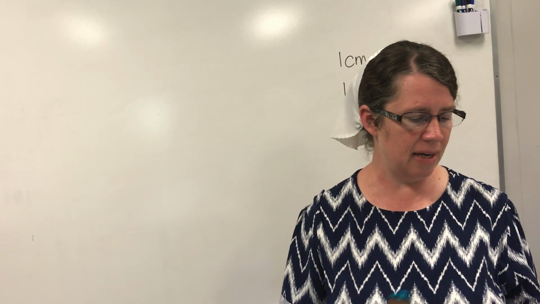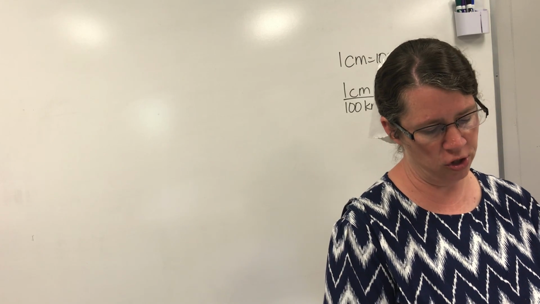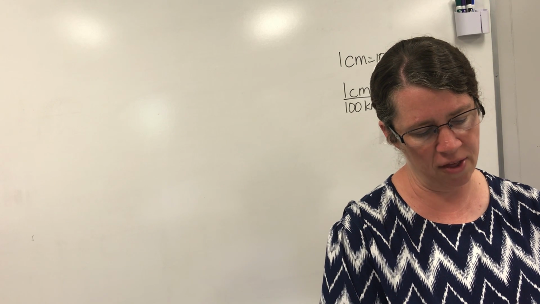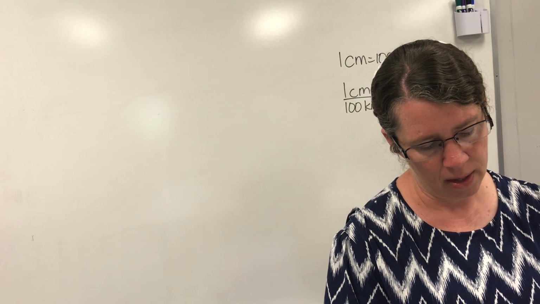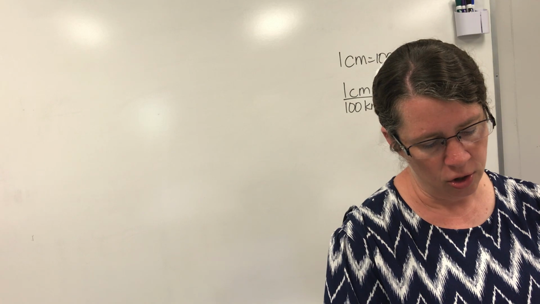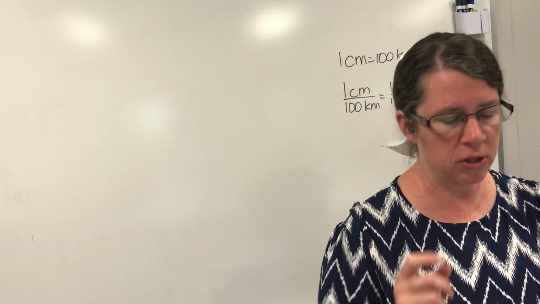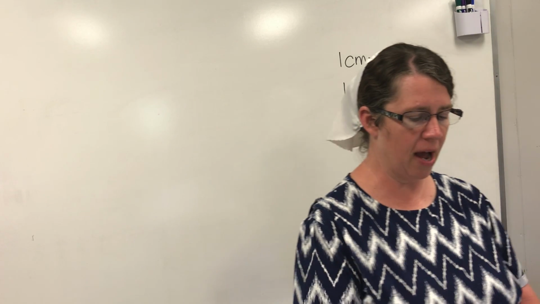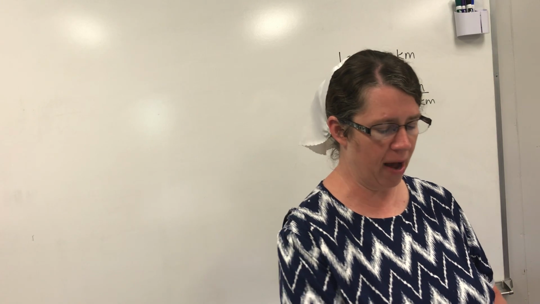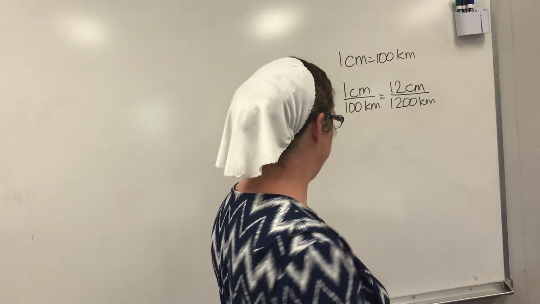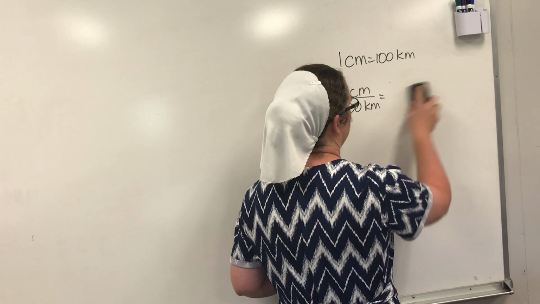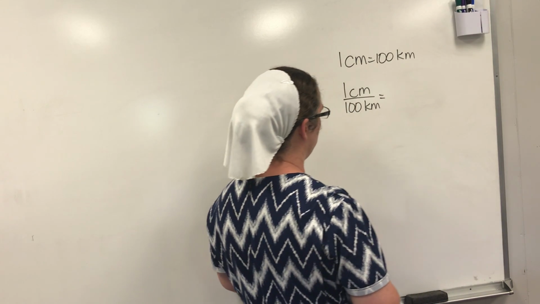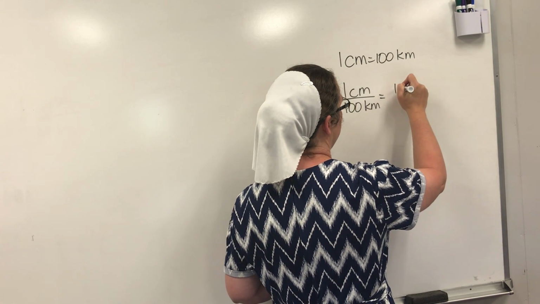All right, then they want you to measure from Medicine Hat to Lethbridge. Medicine Hat to Lethbridge. All right, your ruler, it should come out to be 1.5. So again, you're going to be multiplying 100 times 1.5.